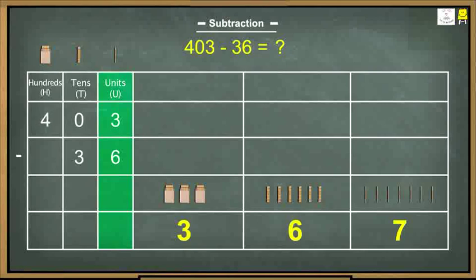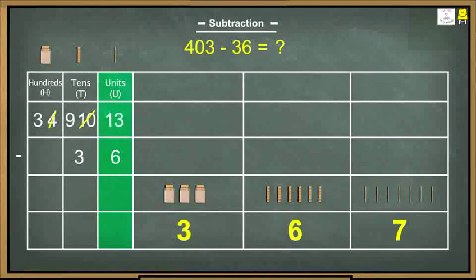We have 4 hundreds from which we need to borrow 100 and convert it into 10 tens. So you can see that we now have 3 hundreds left, but we have 10 tens. We now have enough tens to borrow from. So let us borrow 1 ten from the tens column and convert it into 10 units. So we now have 9 tens left and we got 10 more units, so we have 13 units.